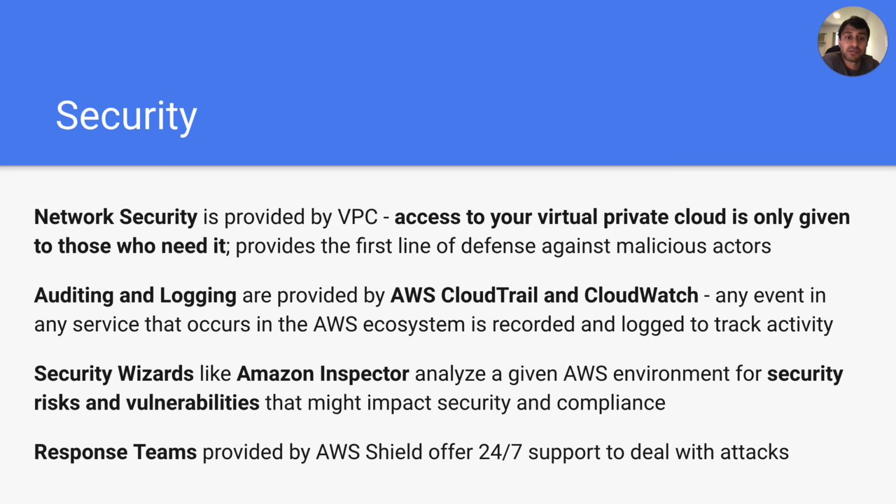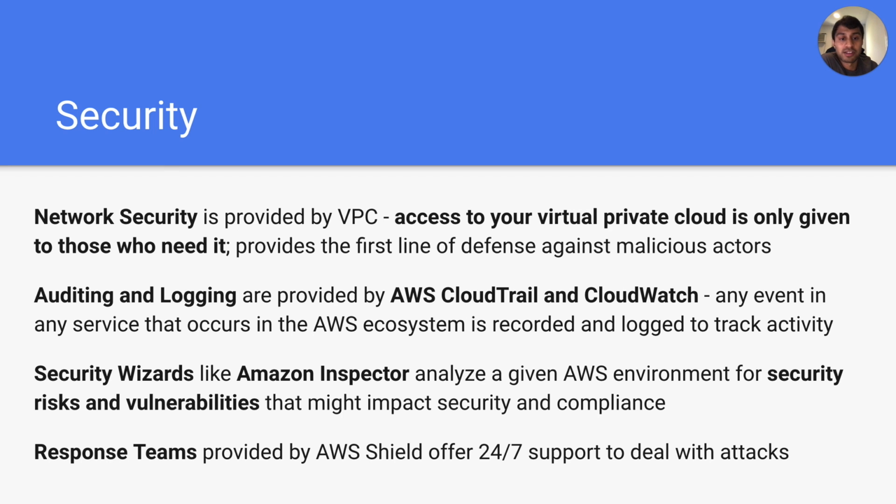On top of this, built-in security wizards like Amazon Inspector run in the background of all your AWS operations and analyze a given AWS ecosystem for security risks and vulnerabilities that might impact security and compliance. Let's say you accidentally left your internal databases in a public subnet, for example, wide open to the internet as long as someone has the right endpoint. Amazon Inspector will probably flag that and let you know about it very quickly. And finally, in the case that your services do experience an actual attack, AWS Shield provides 24/7 support to deal with those attacks and help you get past them.